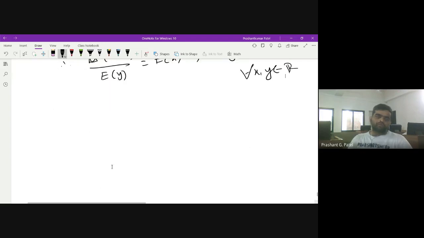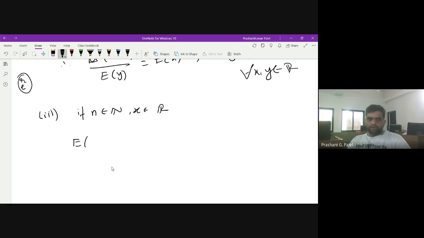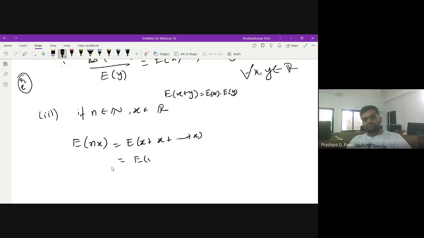Now in the third property, I have to prove that for the exponential function you can write E power r, for r a rational number. To prove that, one should note that if I take n in the natural numbers and x in R, what is E of nx? As per the above argument, that E of x plus y is E of x into E of y, this is E of x plus x, n times. So this is E of x into E of x, n times. So it will be E of x to the power n, for every x.